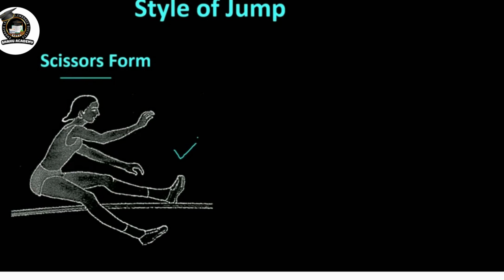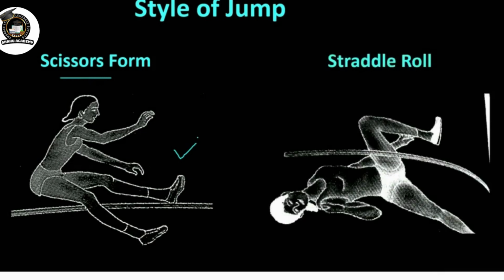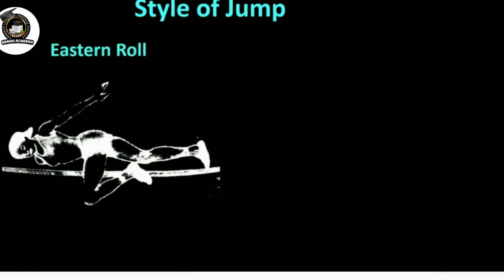Then there is the roll style, which is done in this way. Then there is a third roll in it. Look at it in this way. You can see in the image. You just remember their names. You can ask which is the western roll, which is the straddle roll, and so on.